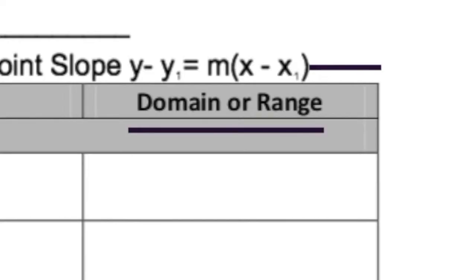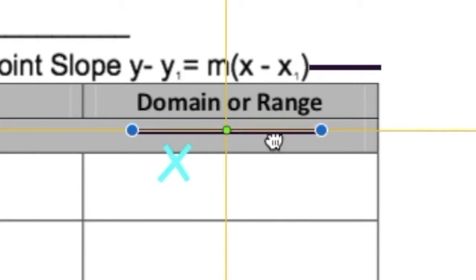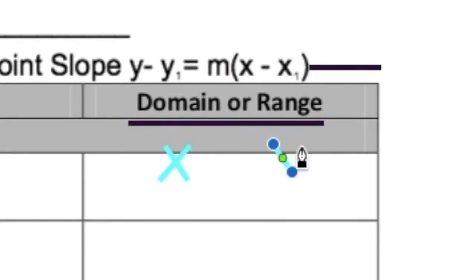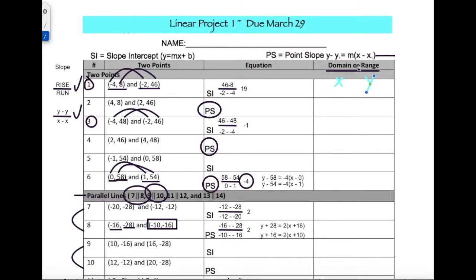The next thing I'll talk about before ending this segment is the domain or range. Okay, remember that the domain is another word for the x values, and the range is another word for the y values. And you're going to either do the domain or the range, not both. Okay, so I'll do both of them, and then you can decide what you want. So I'm going to start with line number 6 just so we can finish this one.